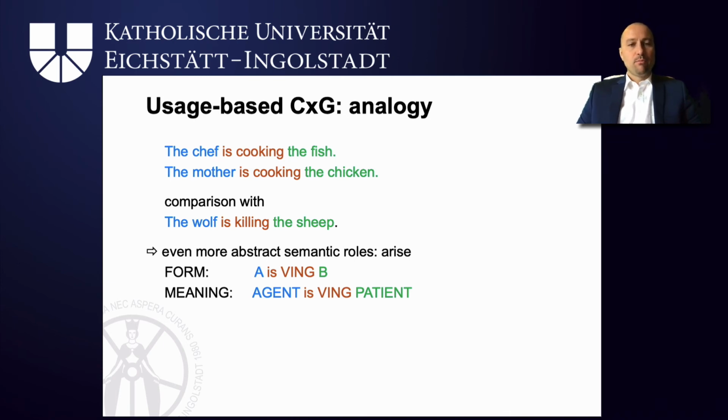so that's the constant part, but the wolf is doing something to the sheep in the same sense that the chef is doing something to the fish. There is a force-dynamic relationship between them in that the light blue element, the chef, the mother and the wolf, is exerting force, and this force changes the fish, the chicken and the sheep. They are the patient of this action. So again, analogy allows you to detect the pattern and to generalize the semantic roles here as well as the formal pattern.